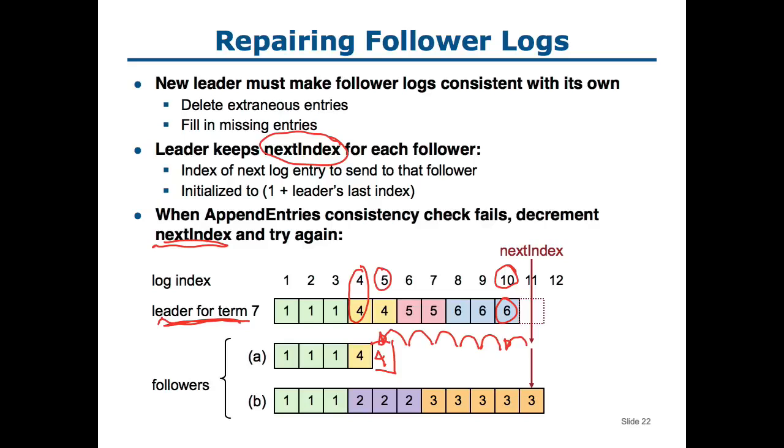A similar thing will happen for follower B. Again, when next index is 11, the consistency check will fail. And in this case, we'll back up again and again, all the way back until eventually next index becomes 4. And the consistency information is for the preceding entry, log index 3 with term 1, and that will match. And then eventually this log will also fill in.